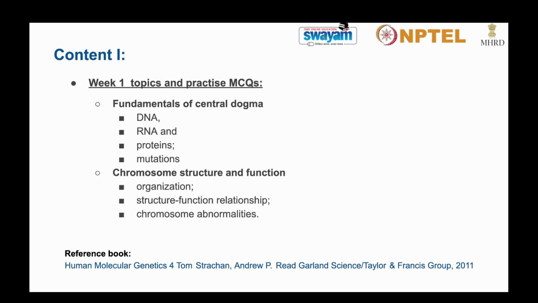In this session, today we'll discuss the week one content and practice a few MCQs related to that. And if time allows, we will also look at the week two concepts as well. In week one, you covered the fundamentals of the central dogma, in which you studied DNA, RNA, proteins, and mutations. You also studied chromosome structure, its functions, organization, structure-function relationships, and chromosomal abnormalities.